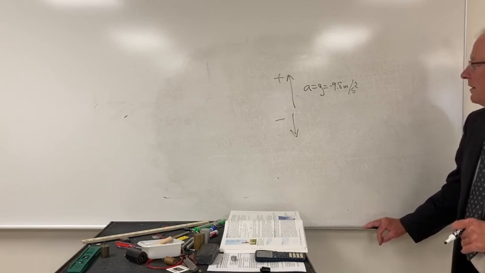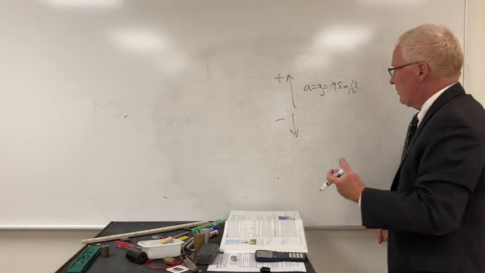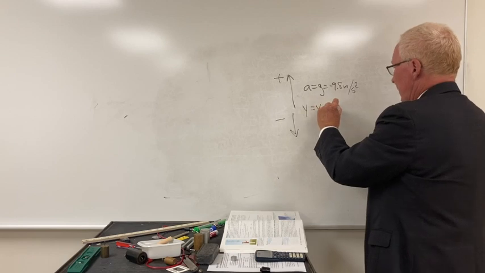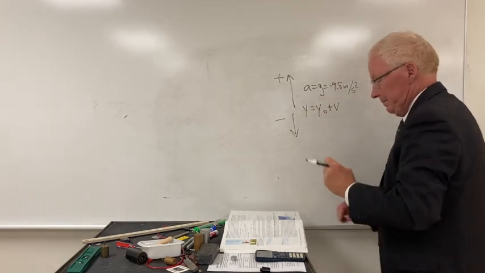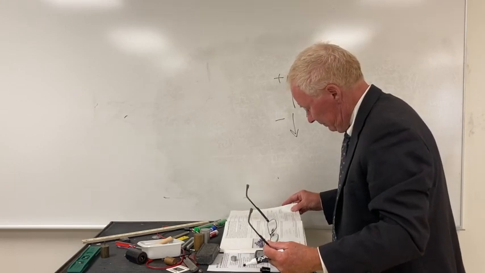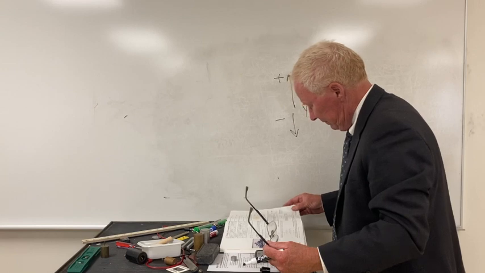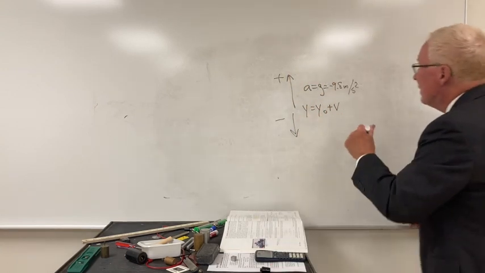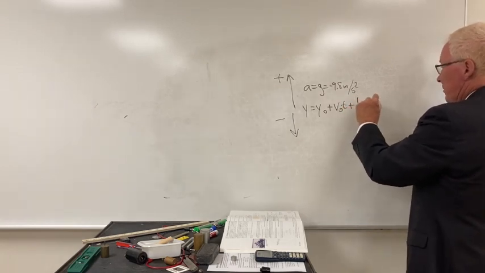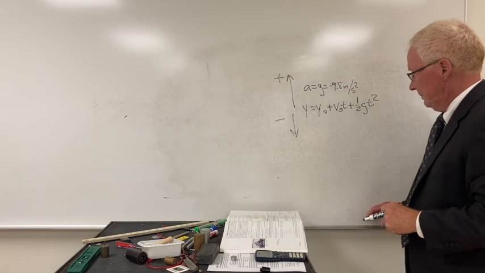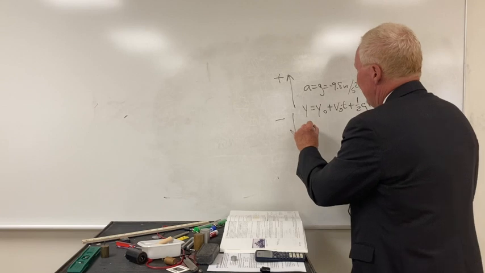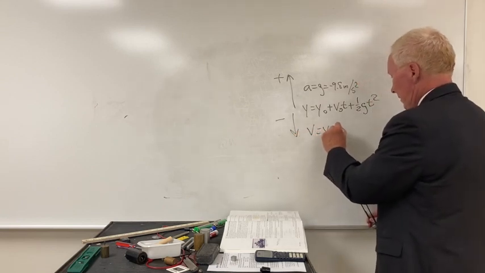And in this case, your equations for y is y naught plus v naught t plus 1/2 g t squared. Okay. And the velocity is going to be v naught plus g t.